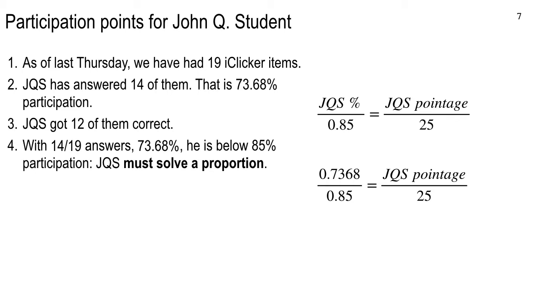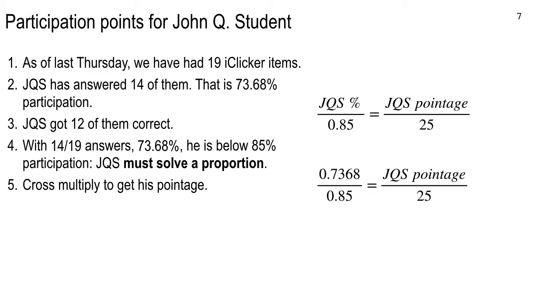Okay, so that's a proportion. And you've got three of the four things. So that fourth thing is pointage. You can solve for it by cross multiplying. So on this one, you just have to cross multiply and get John Q student's pointage by itself.